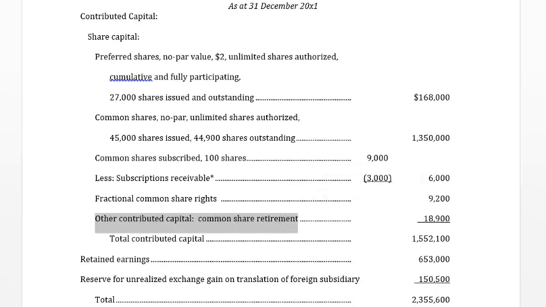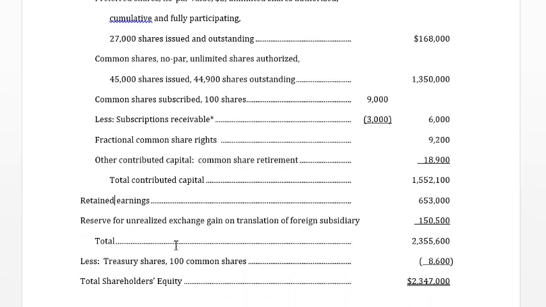Now, we can also have other contributed capital, and in this particular case, they told us that we had other contributed capital from common share retirement, which was $18,900. So we have total contributed capital of $1,552,100. We also, in our question, have retained earnings, and the retained earnings are $653,000. And we also have a reserve here, which is like your AOCI, your accumulated other comprehensive income. All right, and that they've given us as $150,500.